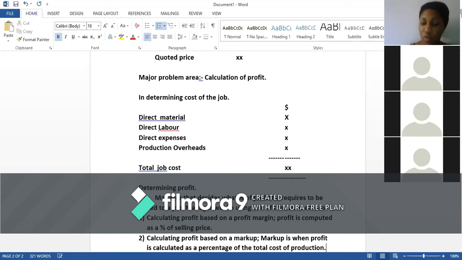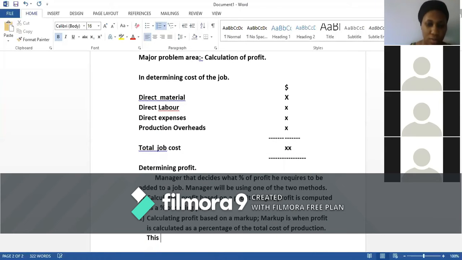So basically we have two methods, profit margin and profit markup. Profit markup is also called markup on cost. So we have profit calculated as a percentage of the selling price, profit margin. Then profit calculated as a percentage of the total cost of production, markup.